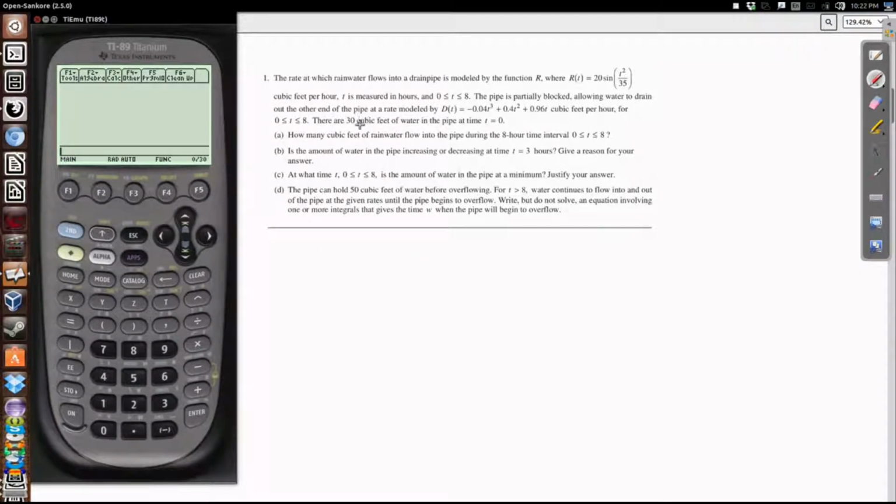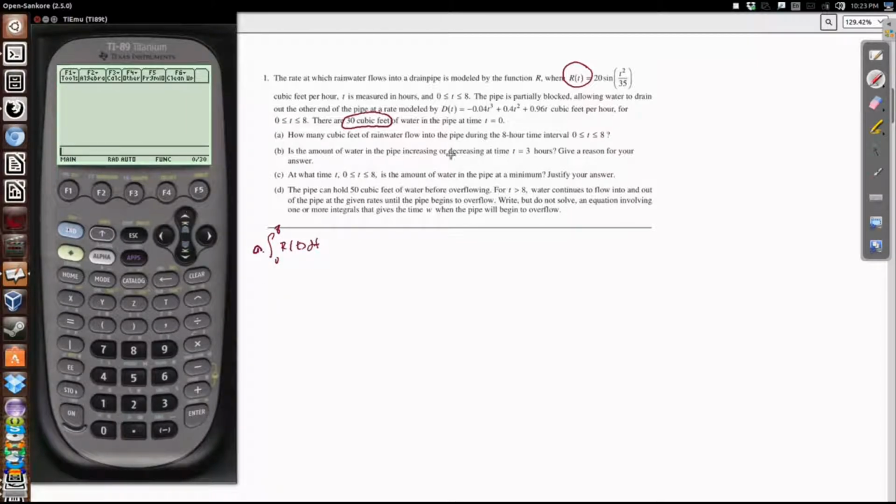So this 30 feet is going to become important later on. We're going to get to that in just a bit. Part A says how many cubic feet of rainwater flow into the pipe during the 8-hour time interval. So I have this rate here, r of t, and this is the rate at which water is coming in. So if I want to figure out the total amount of water that's come in over 8 hours, then on part A, what I want to do is find the integral from 0 to 8 of r of t dt.